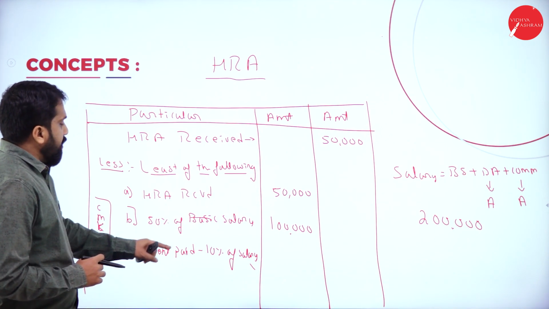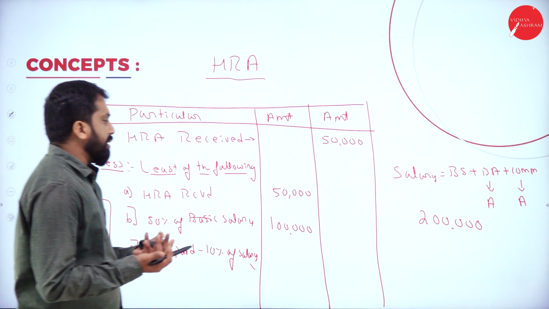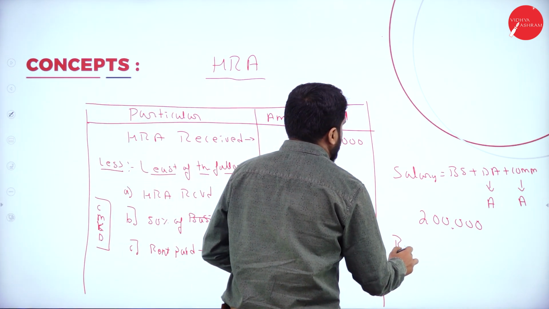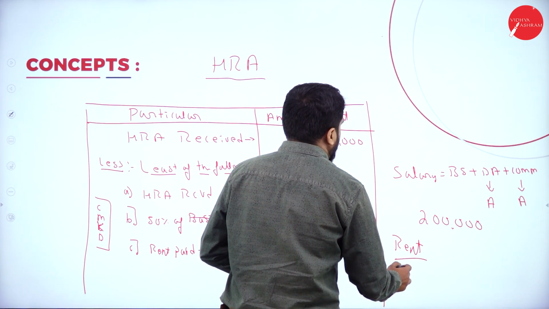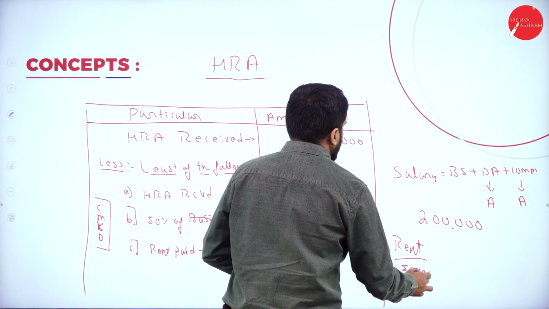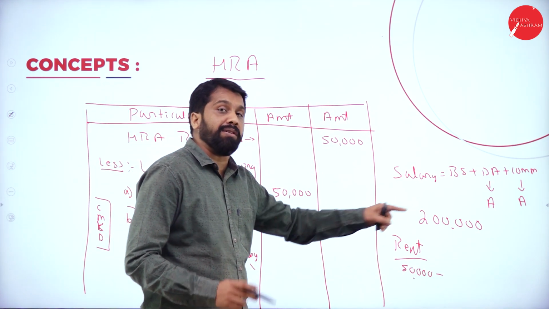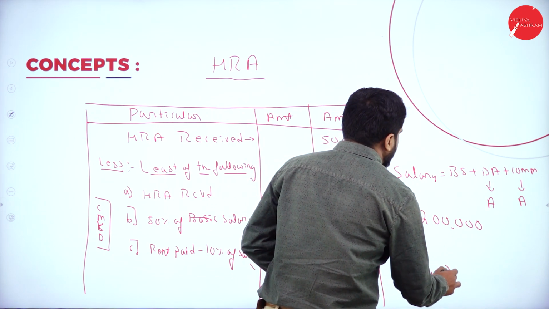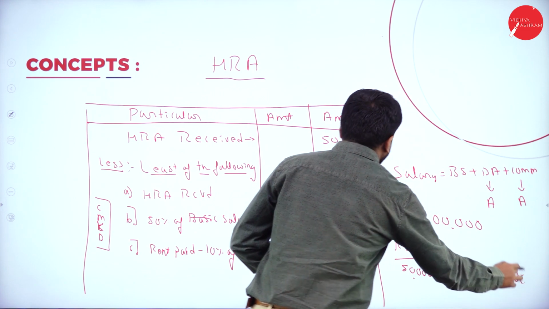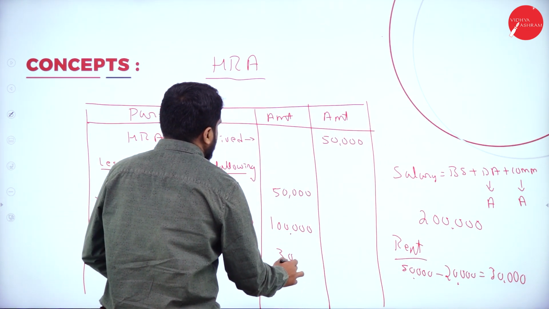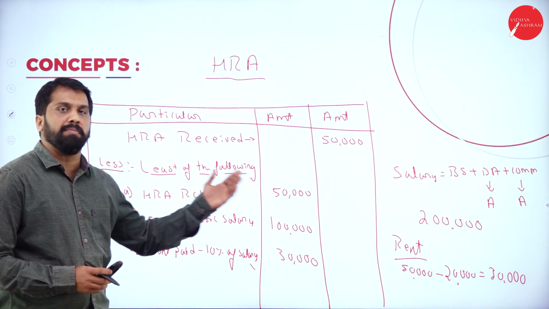Now, rent paid minus 10% of salary. For example, per annum you have paid rent of 50,000, minus 10% of salary. What is your salary? 2 lakh. 10% means 20,000. So how much will you get? 30,000. Now, this will be 30,000. Example I am giving. We'll go for the actual problem later.